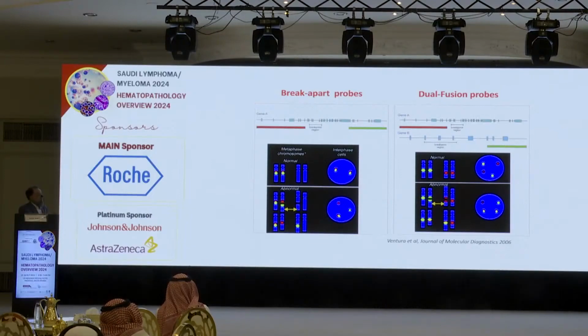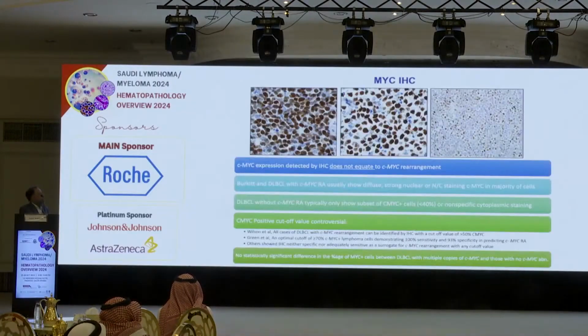Then in the dual fusion, you're basically probing both the genes of interest where a fusion is expected. So you have a gene 1 and a gene 2, in this case like MYC and IGH. In this, the normal signal would be that each is separate. Since we have two chromosomes of each pair, there will be two signals for each. Anytime there is fusion, you will find this type of signal. So this is the opposite of the break-apart. That's a little bit more I will talk about in the Burkitt lymphoma.